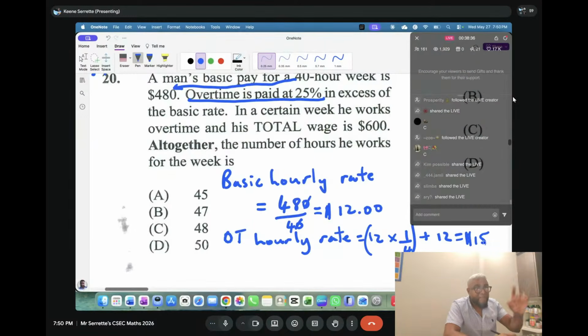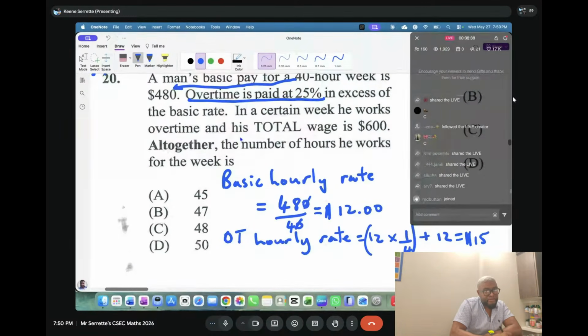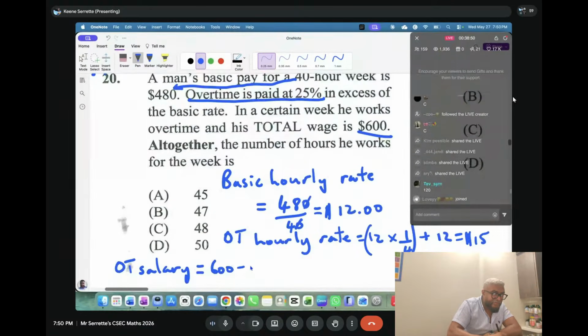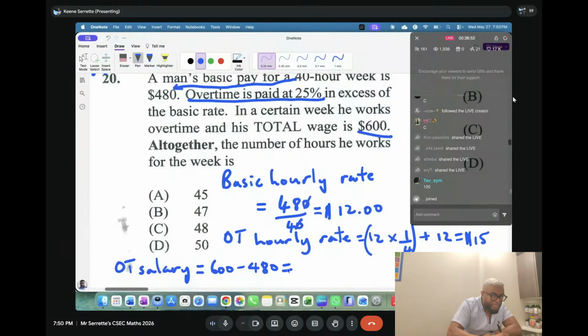How much money did he make in overtime if he worked for 600 in that week? Let me hear all that. OT proper. 600 minus 480, which will give me what? 120 divided by 15. You can divide that. How much again when you divide that? 8.